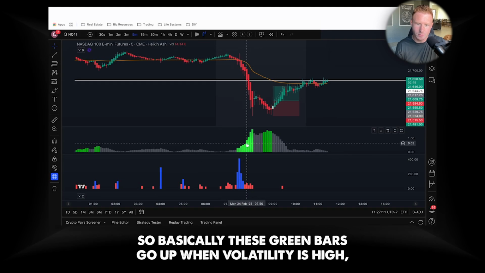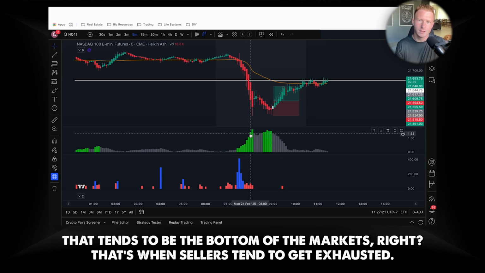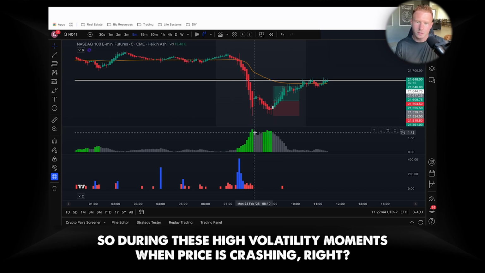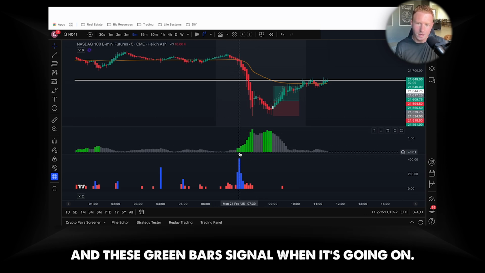So basically these green bars go up when volatility is high, and typically when volatility is way higher than normal, that tends to be the bottom of the markets, right? That's when sellers tend to get exhausted. So during these high volatility moments when price is crashing, this is typically when smart money is actually buying, okay? And these green bars signal when it's going on.